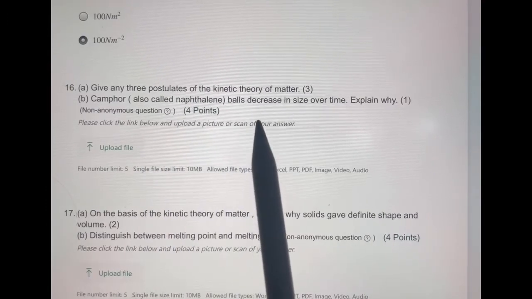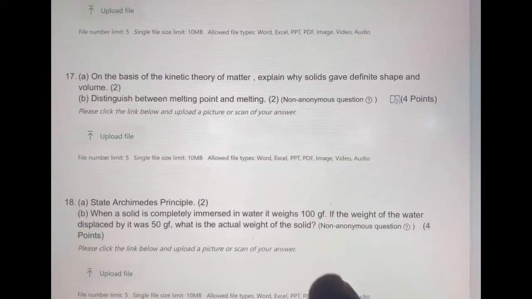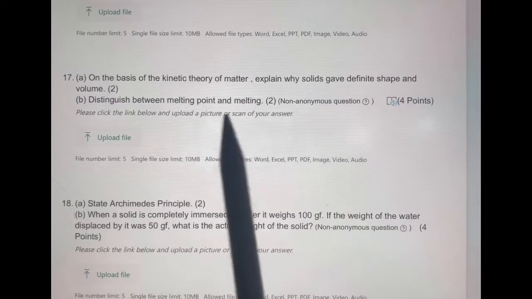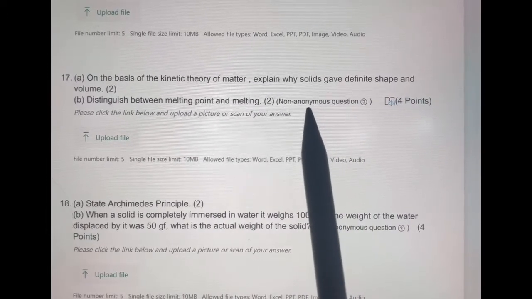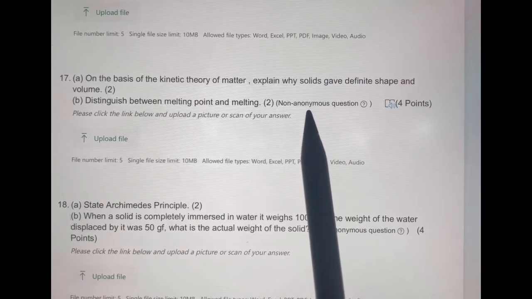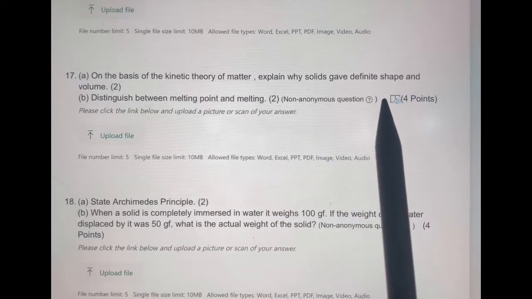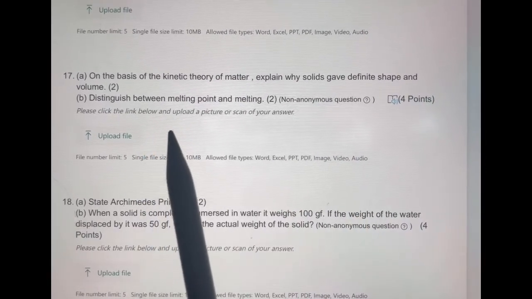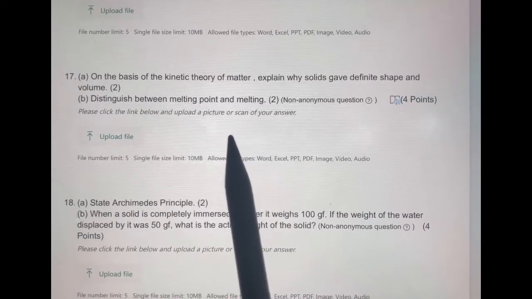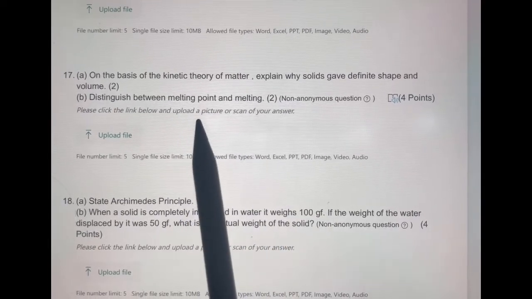Camphor or naphthalene balls, why do they decrease in size over time? Because of sublimation. Then number 17, on the basis of kinetic theory of matter, explain why solids have definite shape and volume. That's because solids have molecules that are very close, so they vibrate about their fixed positions. So because the molecules don't leave their positions, solids have a definite shape and volume. So you could simply say that it is because of the very small intermolecular spaces and the high intermolecular forces of attraction.